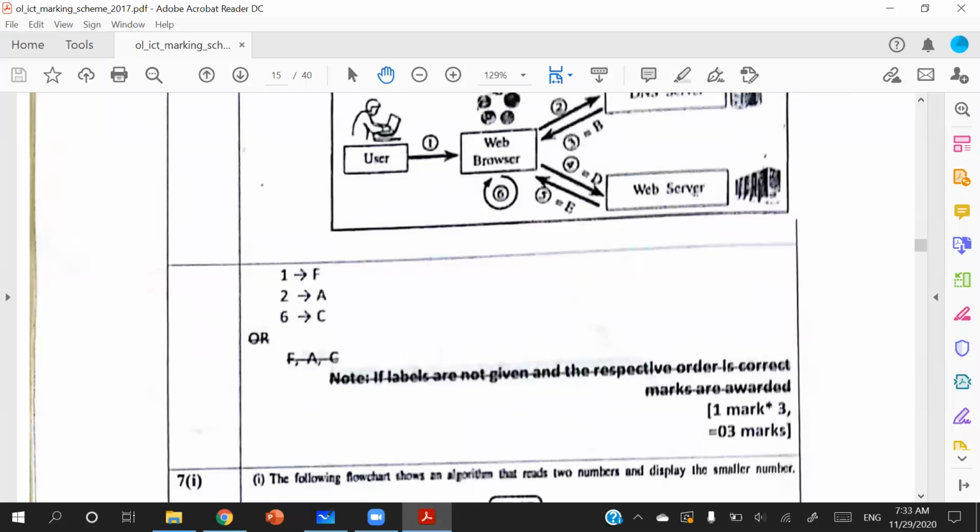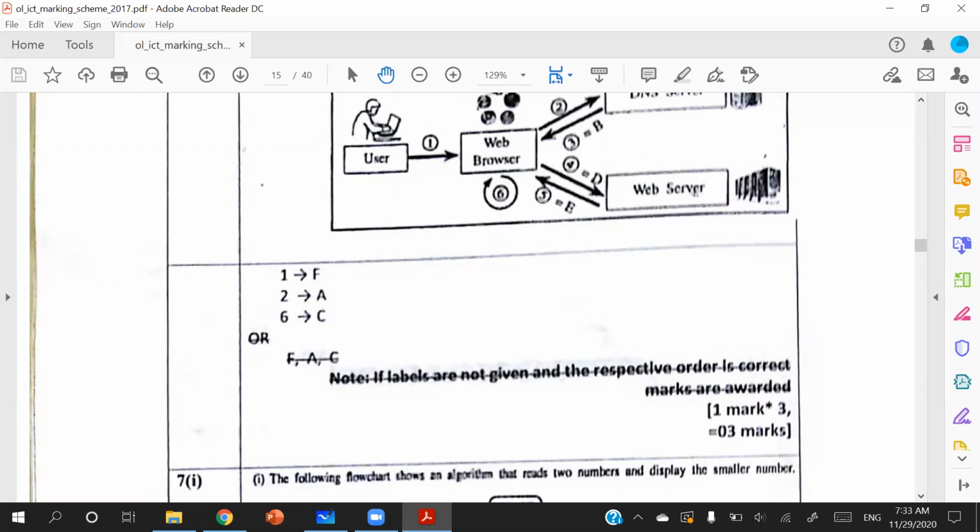That is what is in the marking scheme as well. A is F, 1 is F, 2 is A, and 6 is C. So if you have those, you can get 3 marks for that. Okay, people, if you have any questions, you can ask regarding the 6th one.